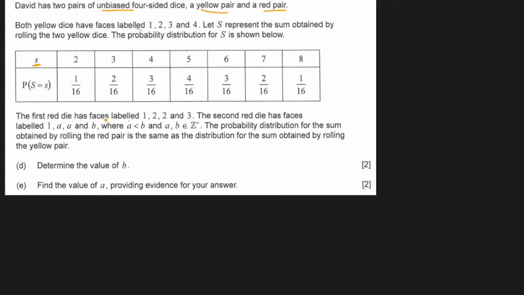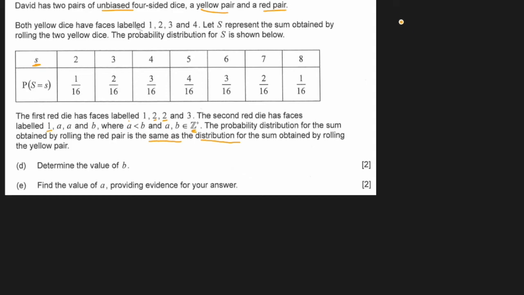The first red die has faces 1, 2, 2, 3. Okay, it is unbiased, but 2 appears twice, which makes it favor 2. The second red die has 1, A, B. So 1 is fixed, but A and B are unknown. A is less than B, and both are positive integers. The probability distribution for the sum obtained by rolling the red pair is the same as the distribution for the previous one. Okay, good. Determine the value of B.